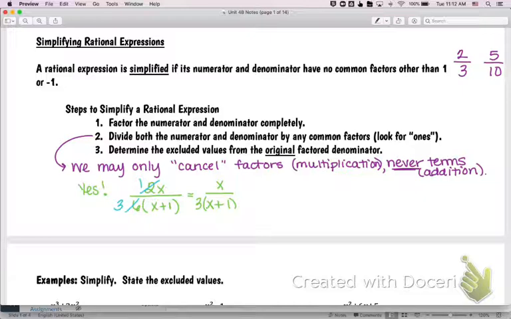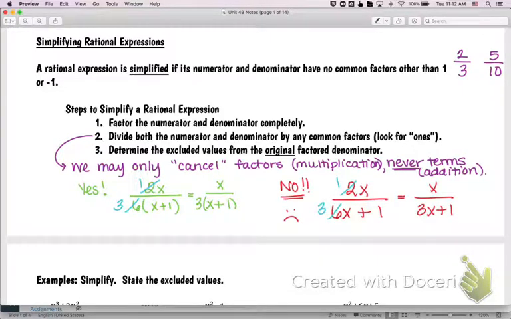Here is what is not fine. If I had 2x over just 6x plus 1 in the denominator here, this is addition, 6x plus 1. There's nothing factored out down there, so we cannot do that. This is always, always, always going to be bad. That is never allowed. You can only cancel factors. Okay, so here is the process.